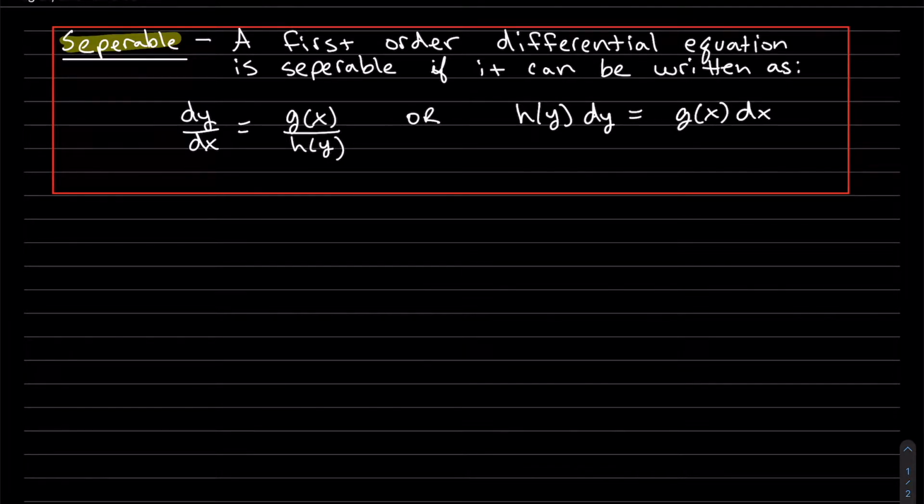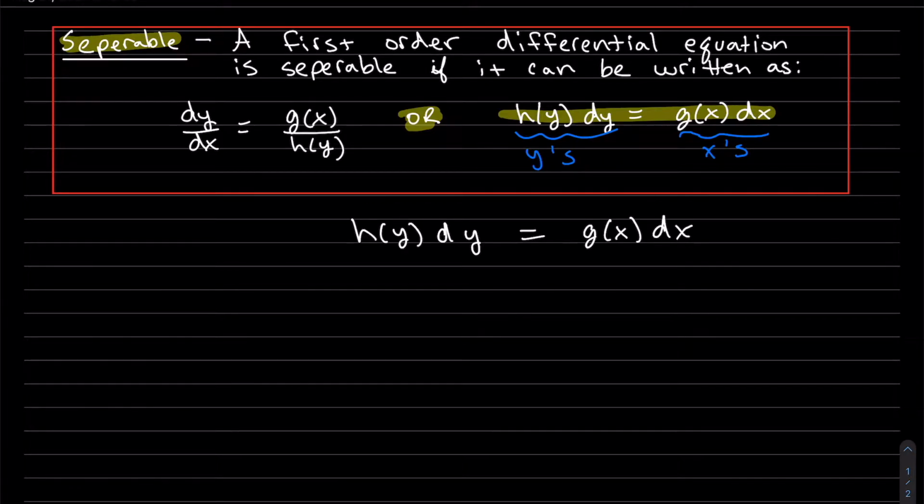If it can be written like this, basically another way we can cross multiply, and it can be written h of y dy equals g of x dx. We're just separating the differential. So you can see here, all we are doing is, can we get all the y's on one side and all the x's on the other? If you can do that, it's separable.